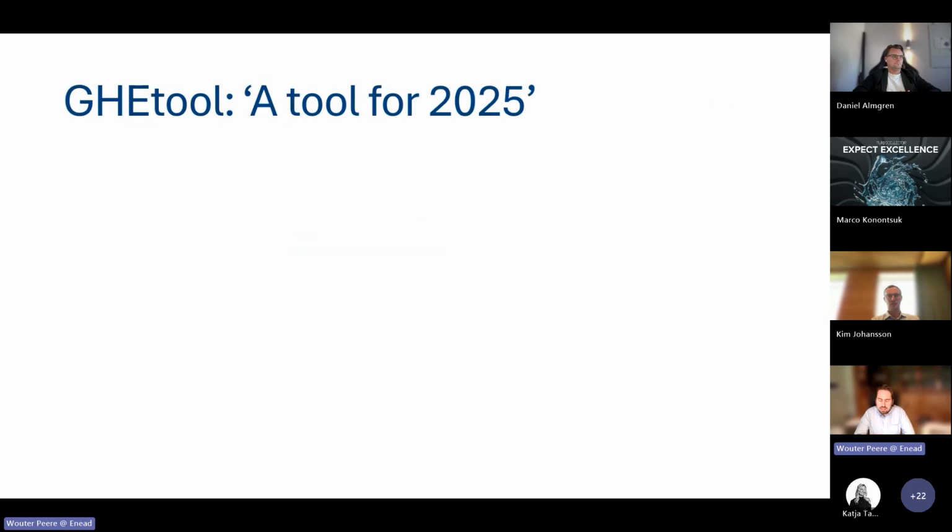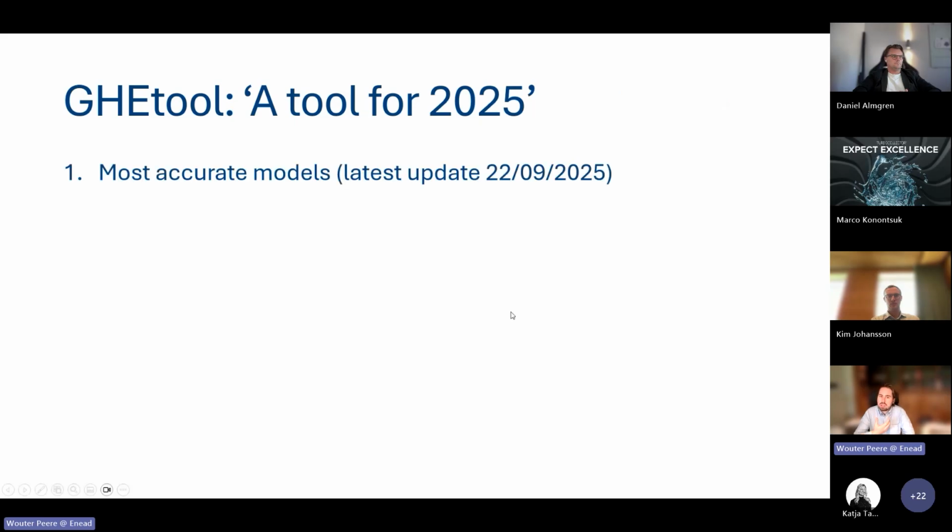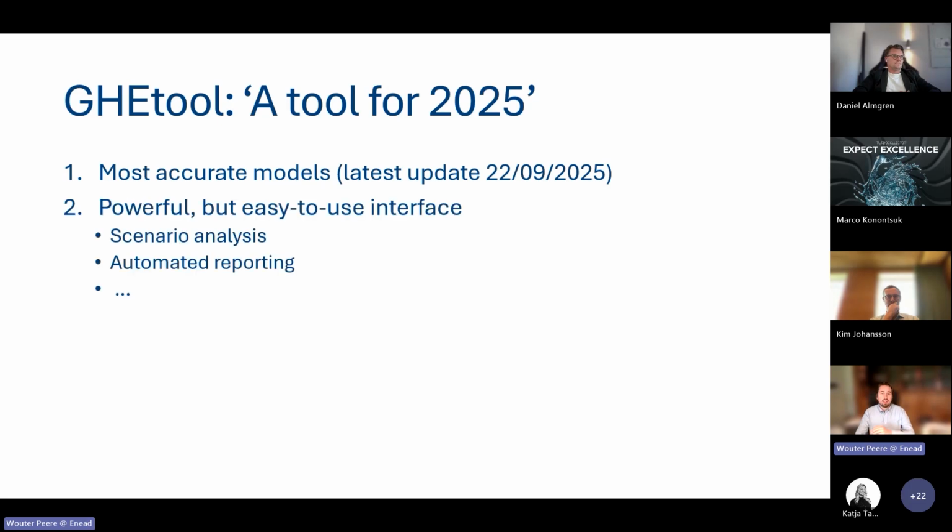So what we mean by a tool for 2025 is that we use the most accurate models. So we have regular updates. The last one is actually from this week, more than 50 updates every year. Sometimes with small improvements, sometimes with big improvements, but such that you can always work with the most accurate scientific models. We tend to create a very easy to use interface, but really powerful.